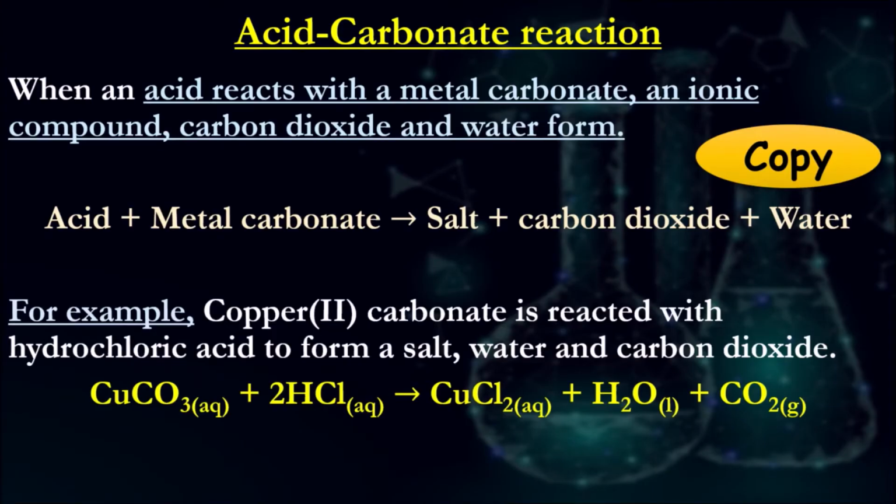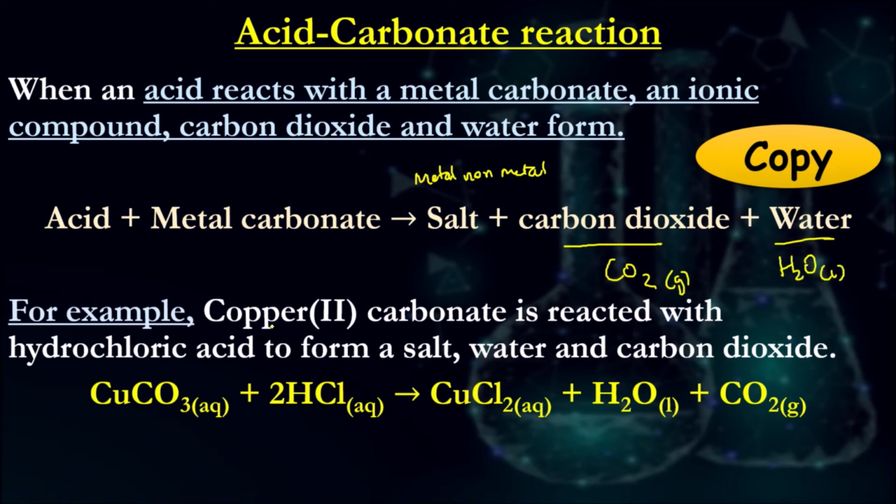Okay, so the general formula to describe an acid-carbonate reaction is the acid will react with a metal carbonate to form a salt. So remember, if it's a salt, there is a metal and non-metal component, or another way of saying it, we just form an ionic compound. We get carbon dioxide, which is CO2, as a gas. And we get water, H2O, as a liquid.